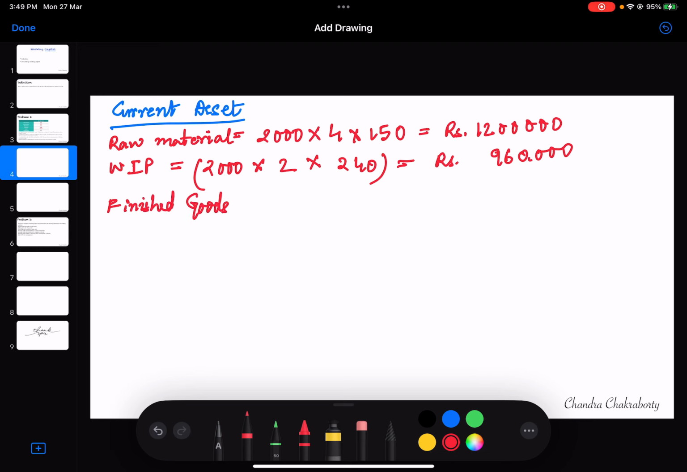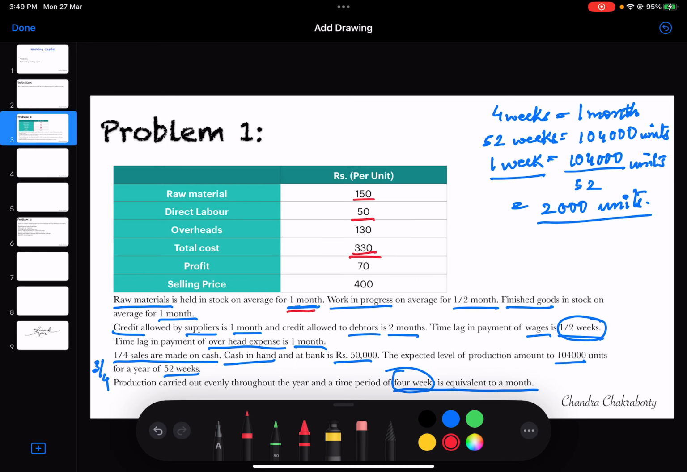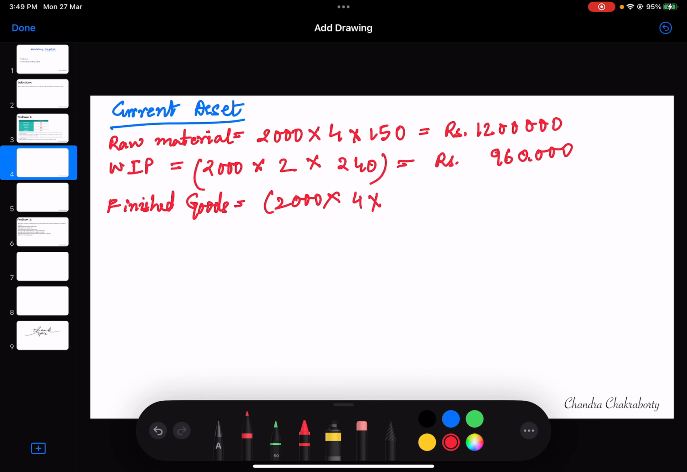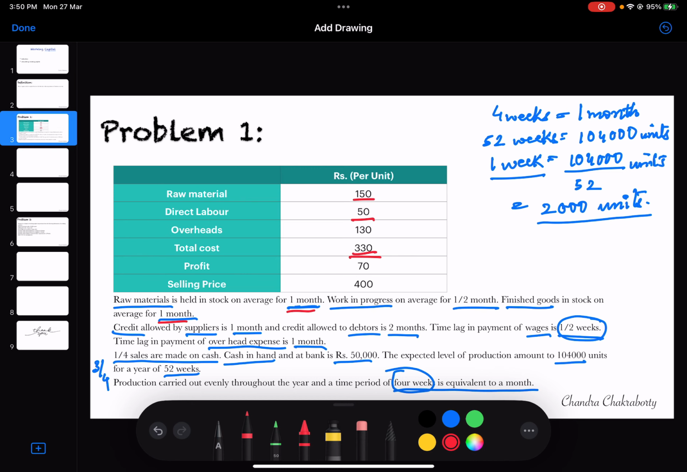Next, finished goods. All right. So this will be 2000. Finished goods is for 1 month. So again, here you will have 4 weeks and the total will be, here it's already given, it's 330.